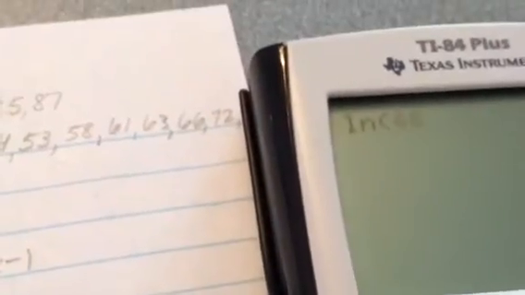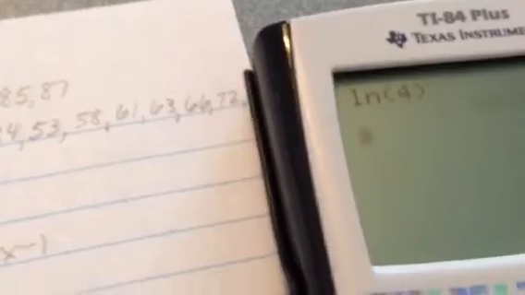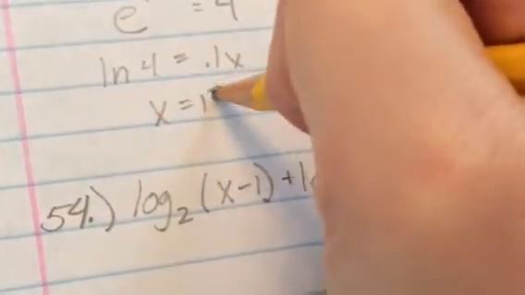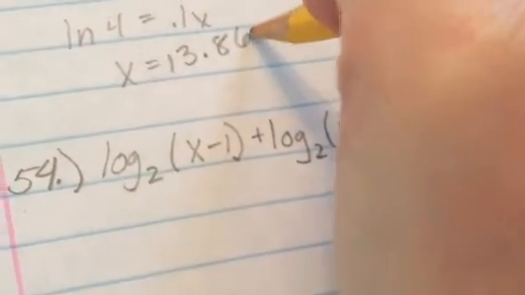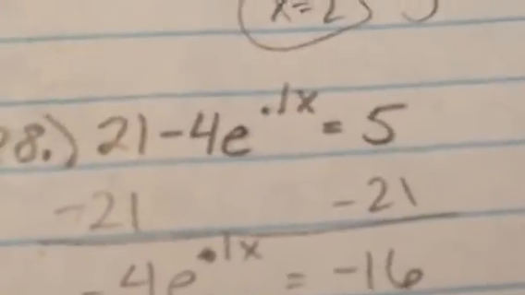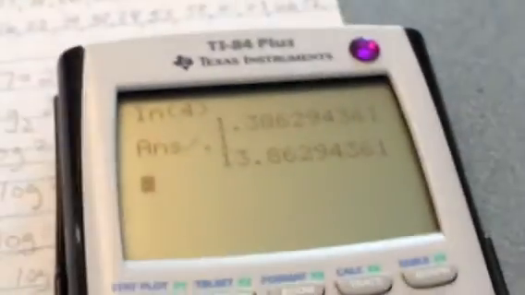So we come over here and we press ln 4. And then we divide by 0.1. And we get our answer, x equals 13.8629. Now technically, I don't know that we should trust that. Right? Who knows if that's right, but we can totally double check it. So all I have to do is, and this is new, you guys have never seen this before, but there's my answer, and there's my answer.